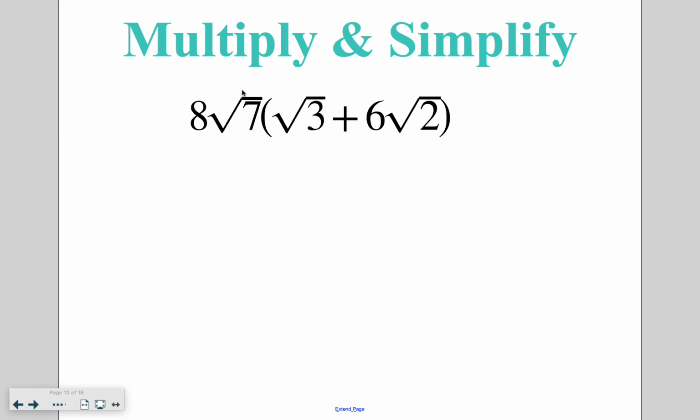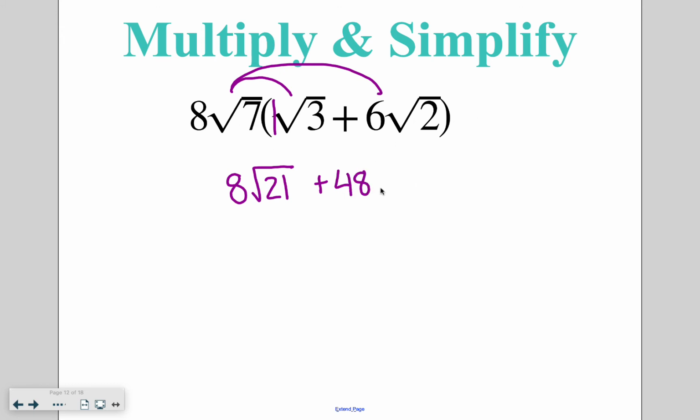One more example of this distributive property. So for this first part, I've got 8 times. There's nothing in front of this square root, so you can always put the 1 there as your placeholder. So 8 times 1 gives you 8, and then insides, square root of 7 and square root of 3 is square root of 21. Plus, once again, distributing to your outsides first, so 8 times 6 is 48.